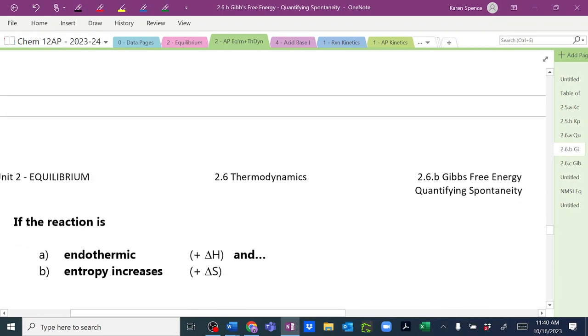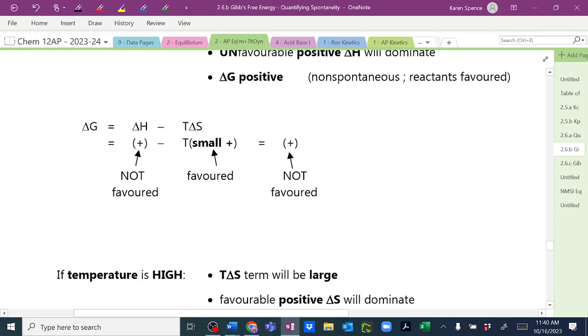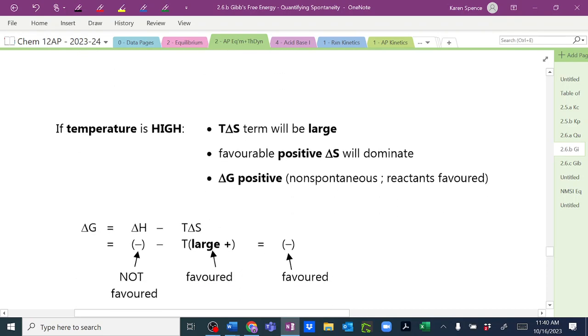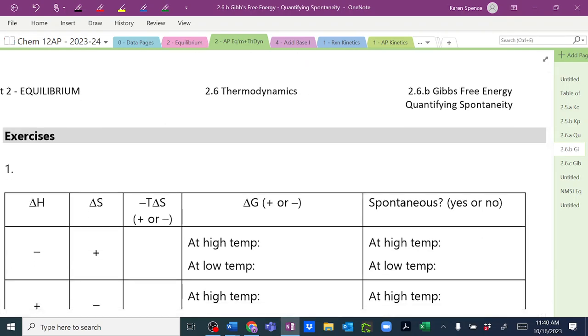How are we doing? This is just going over example after example. Oh, do we need to go through all of those? Are we good? We're good? Okay. Oh, and look, there's exercises. Yeah. So, how are you guys doing with all of your equilibrium review?